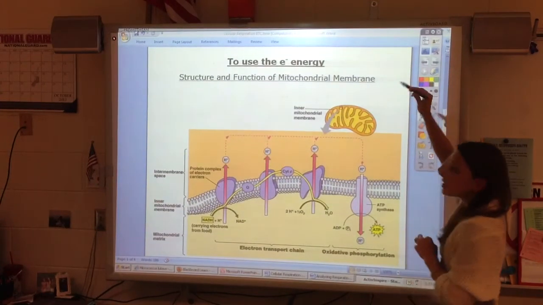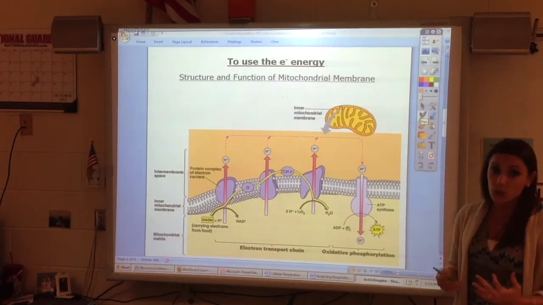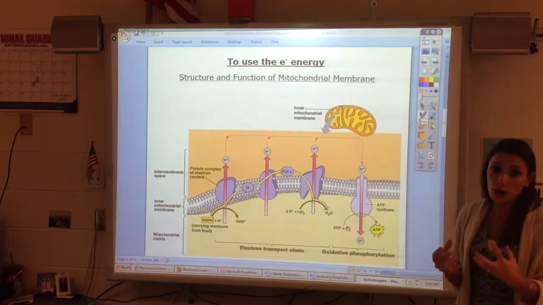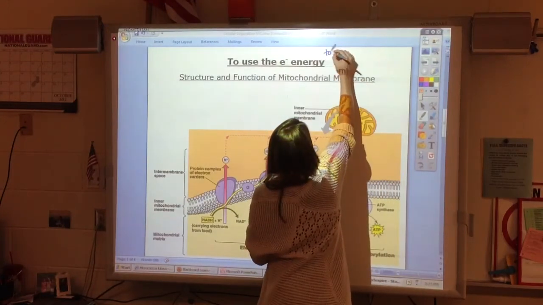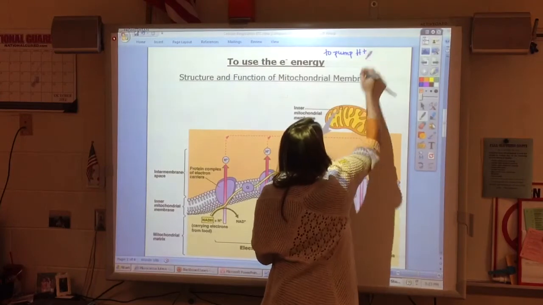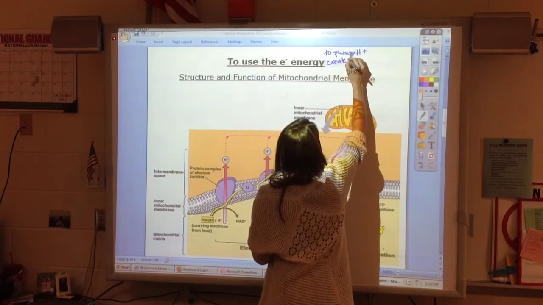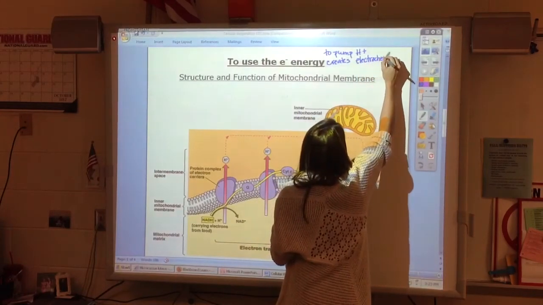So, to use the electron's energy, we have to really be aware of what we can use the electron's energy to do. Well, energy does work. So what we do is we use the electron's energy to pump hydrogen ions, which creates what we call an electrochemical gradient.